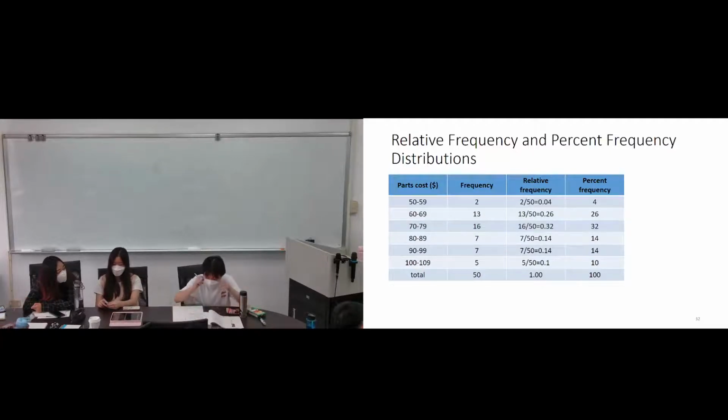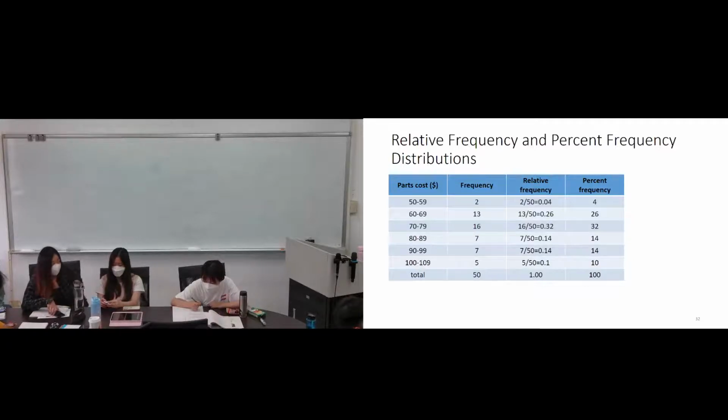For the first class, 2 divided by 50 is 0.04. After we multiply it by 100%, that's 4%. For the second class, 13 out of 50 is 0.26, and in percentage, that's 26%. The third class, 16 divided by 50, is 0.32, or 32%.